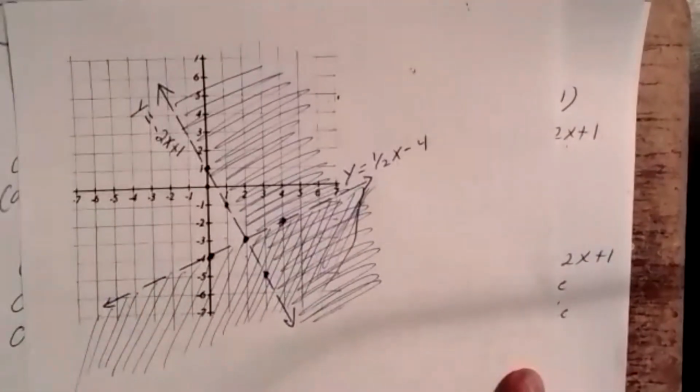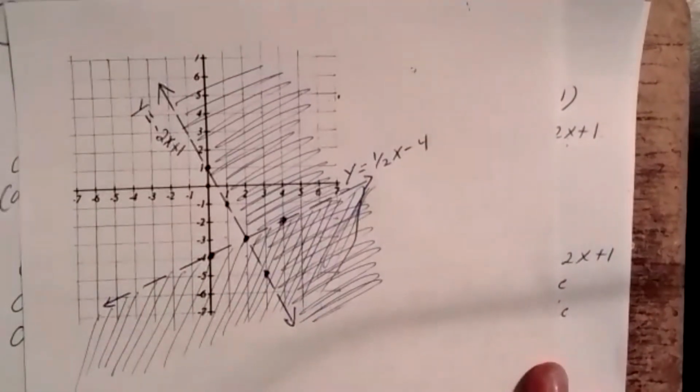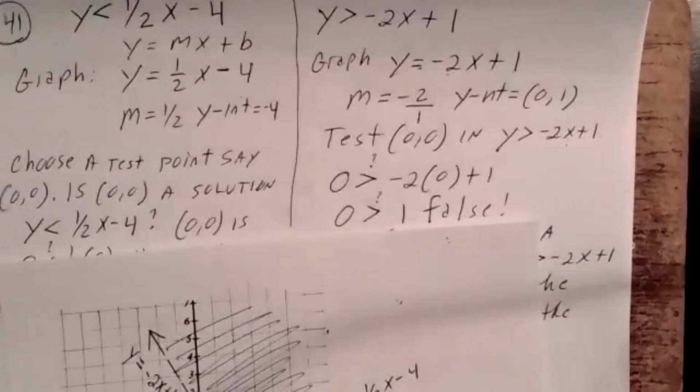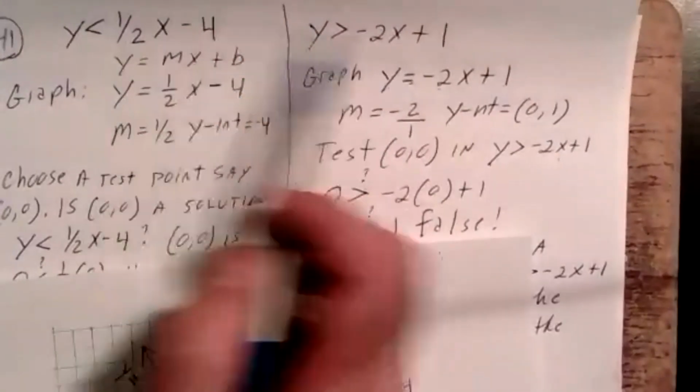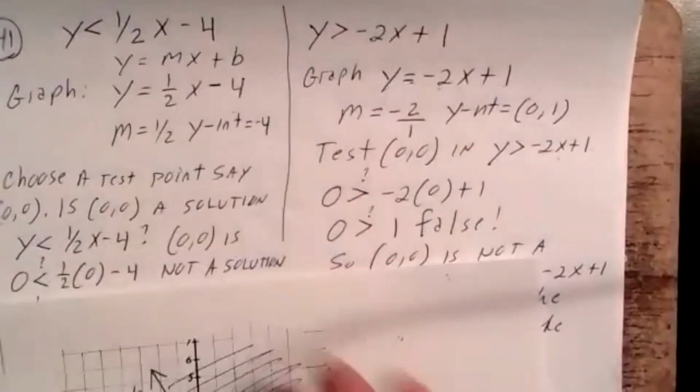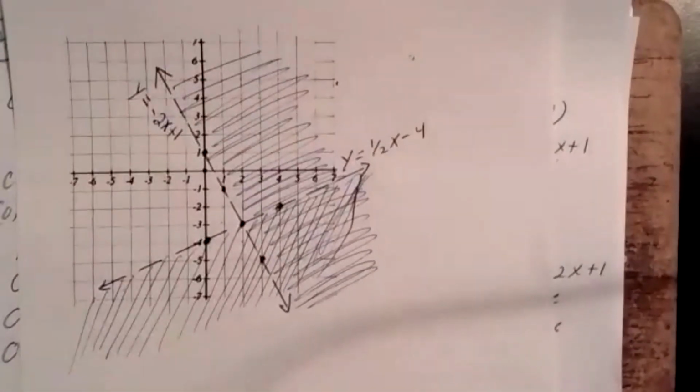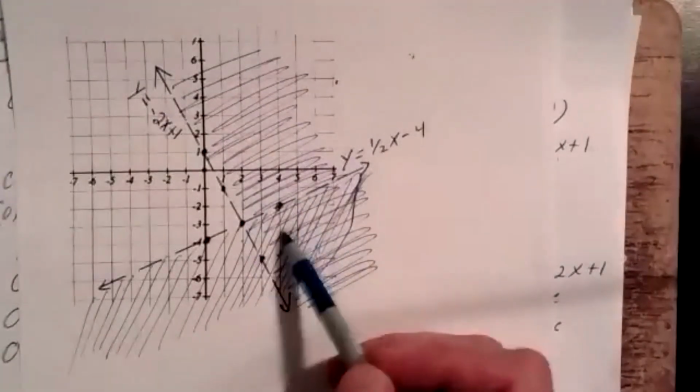Ladies and gentlemen, I have a question for you. What then do you think is going to be the solution set to this system of 2 linear inequalities and 2 unknowns? What's going to be the solution set to the entire system? The part that overlaps. That's right. It's going to be where the shaded regions overlap.